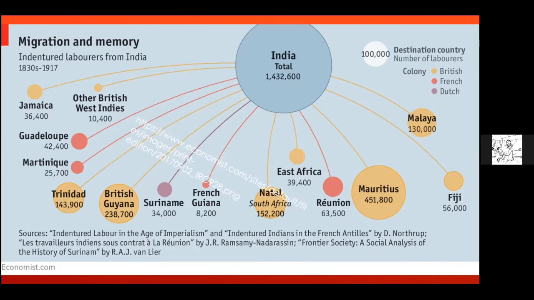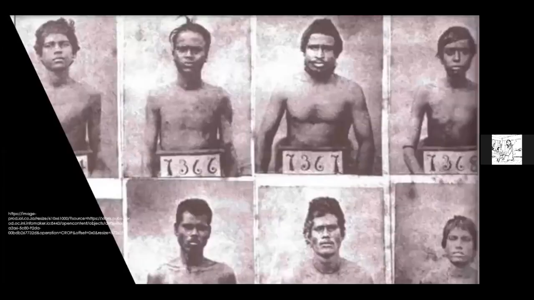Now, this slide is giving a view of the indentured Indians in the French Antilles and the distribution of the Indian indentured laborers in different parts of the world. The first attempt at importing Indian labor into Mauritius in 1829 ended in failure, but by 1838, 25,000 Indian laborers had been shipped to Mauritius.